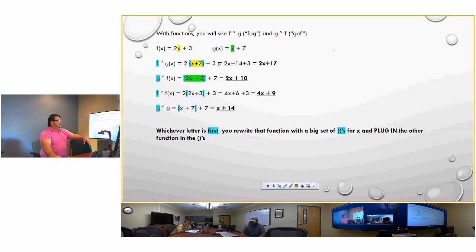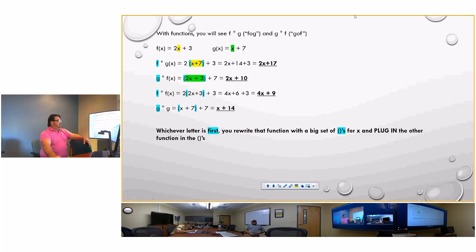Now, this is a very important slide, because of all the five operations that we do with functions, the composition is the one that y'all mess up the most. Not y'all in here or at Pendleton or at Easley. I'm talking about students in general, because they get confused.